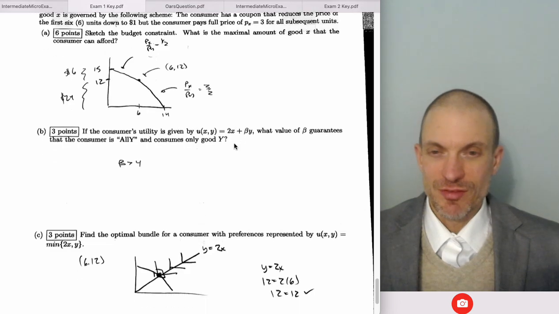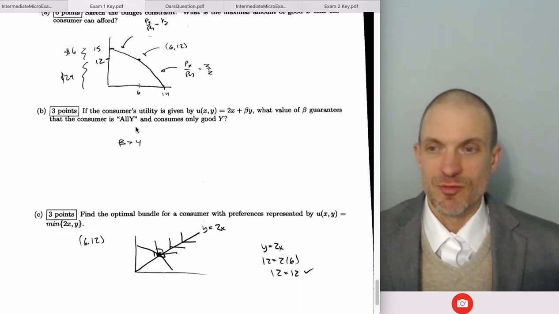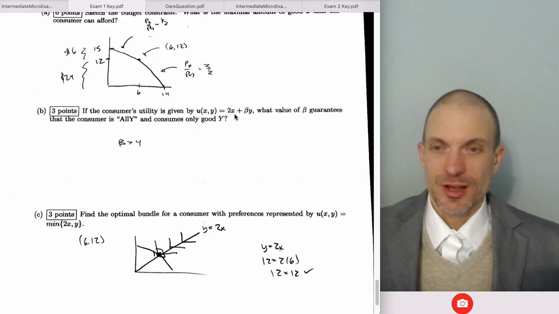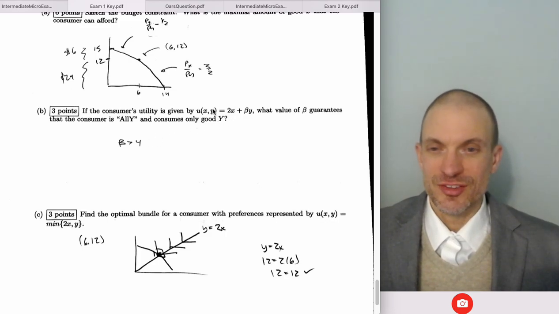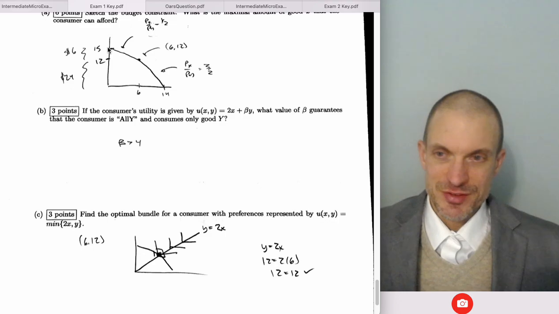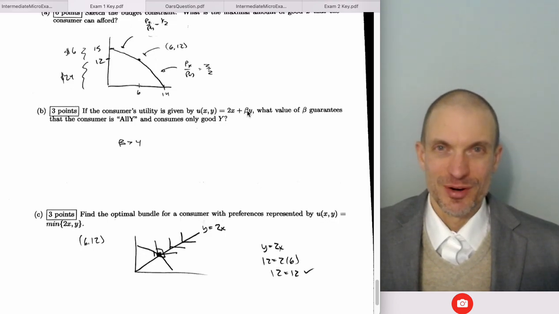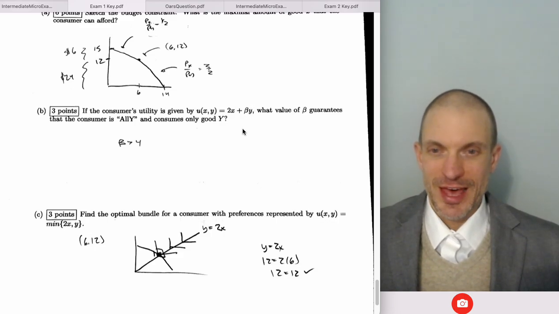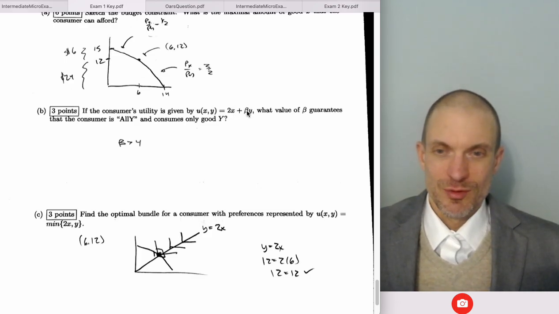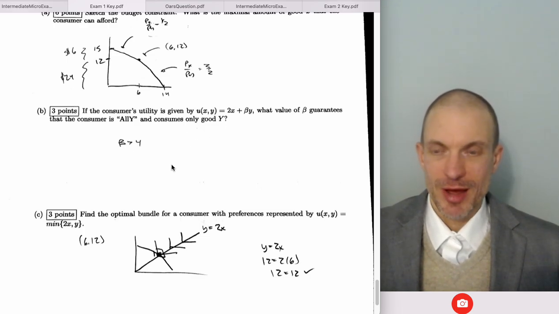If the consumer's utility is given by these perfect substitutes preferences, what value of beta guarantees that we have the corner solution and consumes only good Y? Okay, so we need something that's going to give my indifference curves a slope that's flatter than a slope of 1/2. So beta's got to be bigger than 4. If beta's bigger than 4, then 2 divided by something bigger than 4 is going to be flatter than 1/2. The denominator is going to be more than twice the numerator, so that'll give me a slope that's flatter than 1/2. That would guarantee my all Y solution.